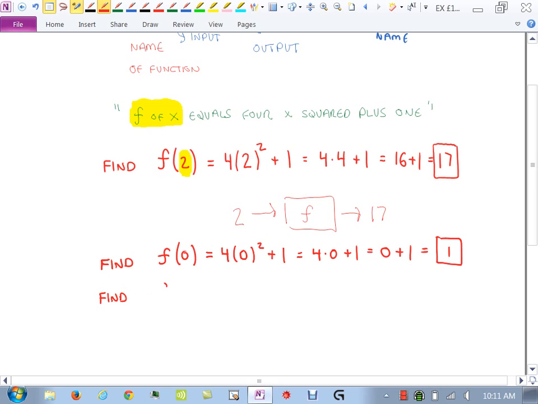Find f of negative 2. You must be careful with parentheses here. You'll have 4 in parentheses negative 2 squared plus 1. See if you can figure that out.